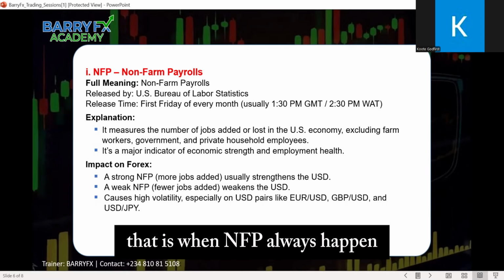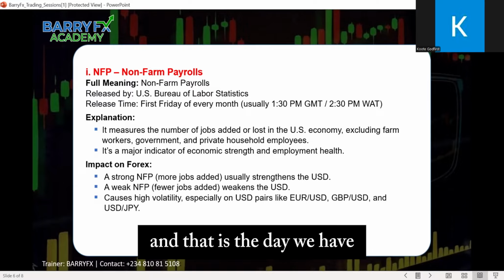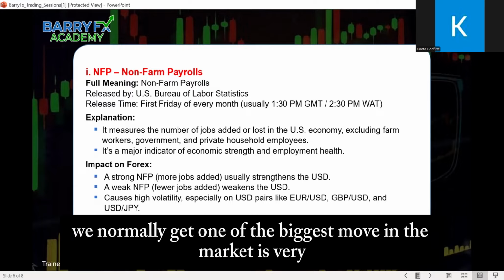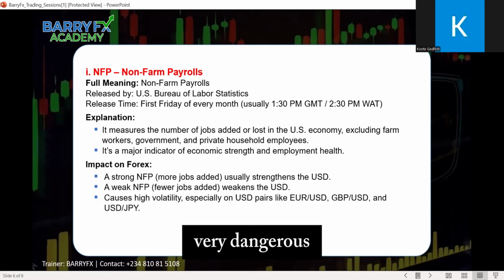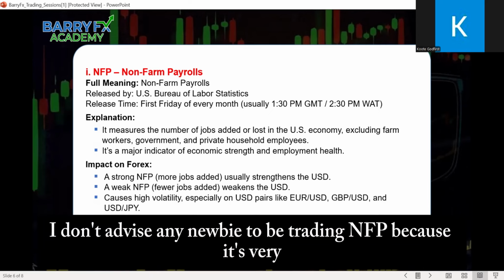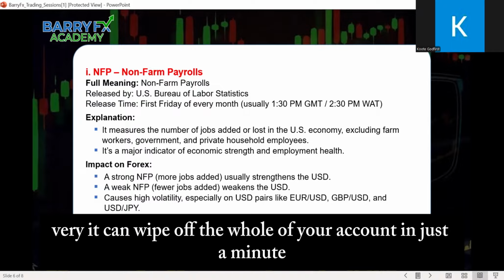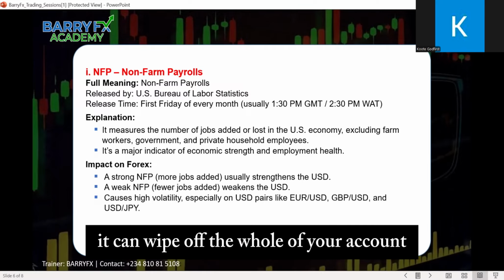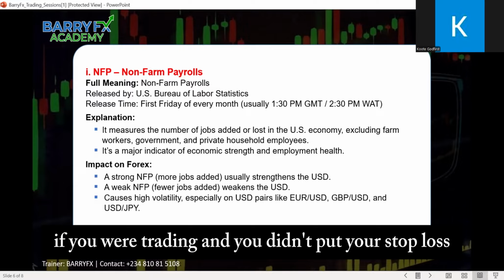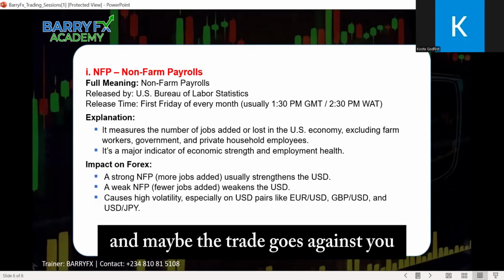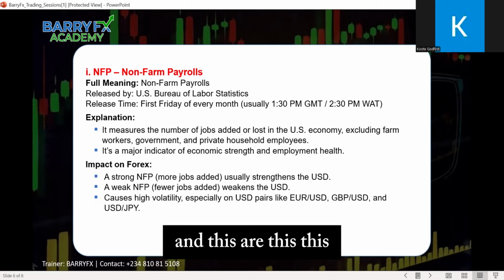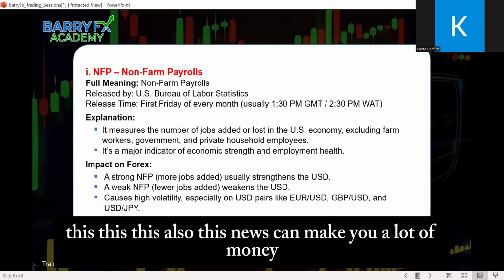That is when NFP always happens, and that is the day we normally get one of the biggest moves in the market. It's very, very dangerous. I don't advise any newbie to be trading NFP because it can wipe off the whole of your account. In just a minute, it can wipe off your whole account if you were trading and you didn't put your stop loss, and maybe the trade goes against you. And this news can make you a lot of money.